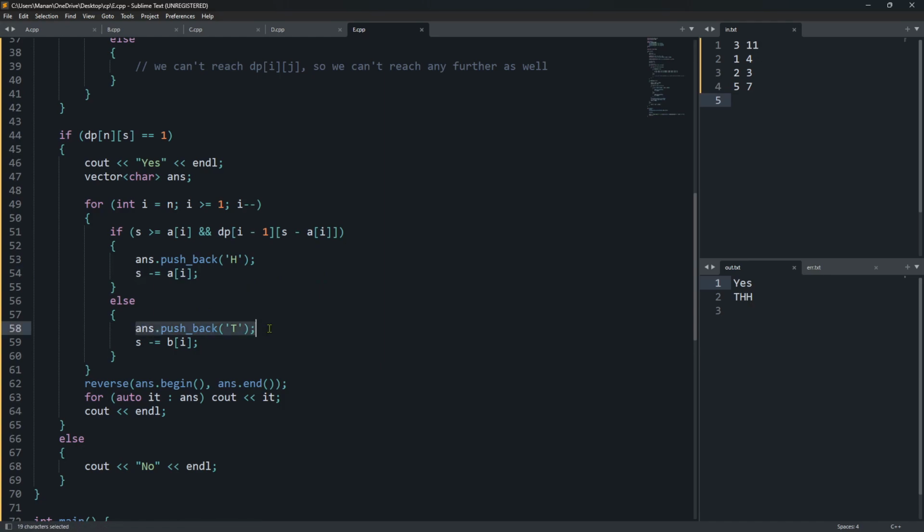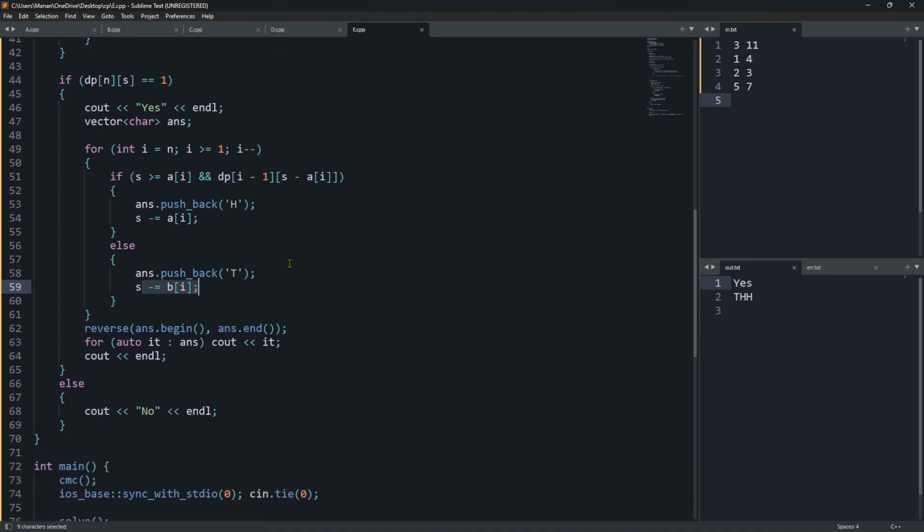Else we just attach T to our vector, and since we chose to keep the card facing downward, we subtract b of i from our s, and that's how we compute the answer array. And we had computed the array from backwards, right? We just reverse it and print it. And that was precisely our solution to this problem.